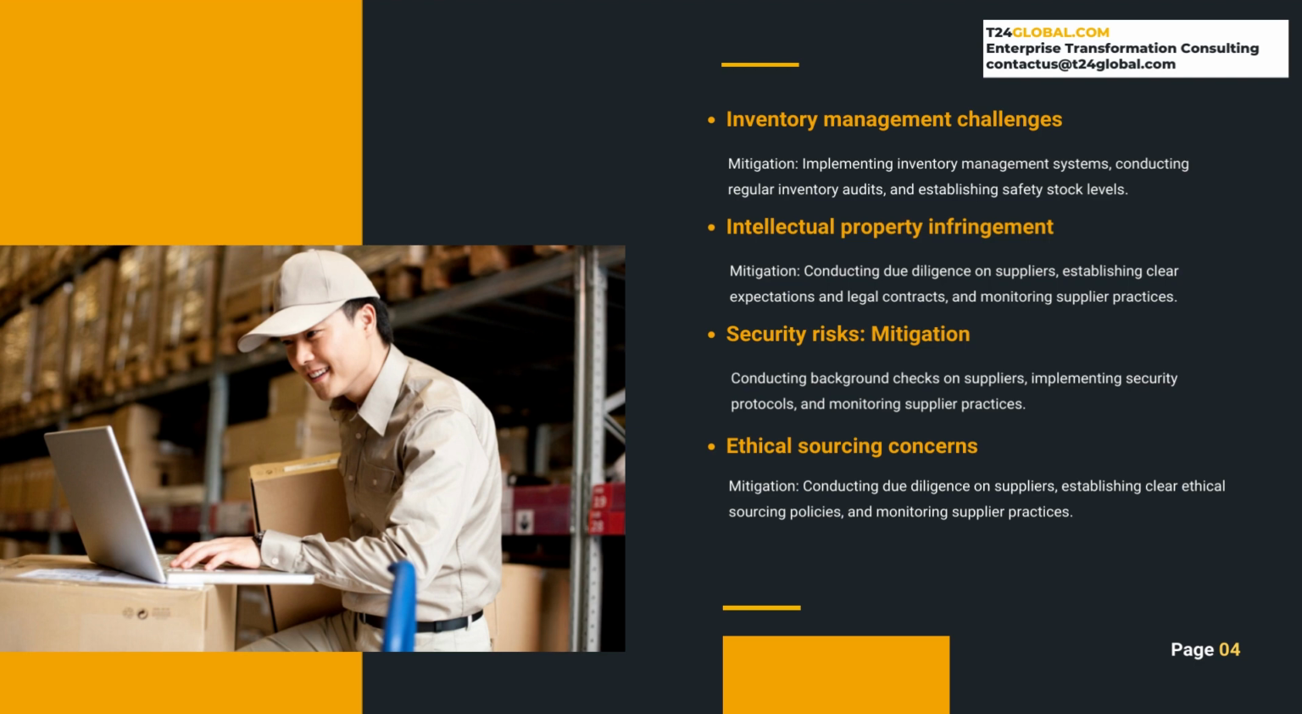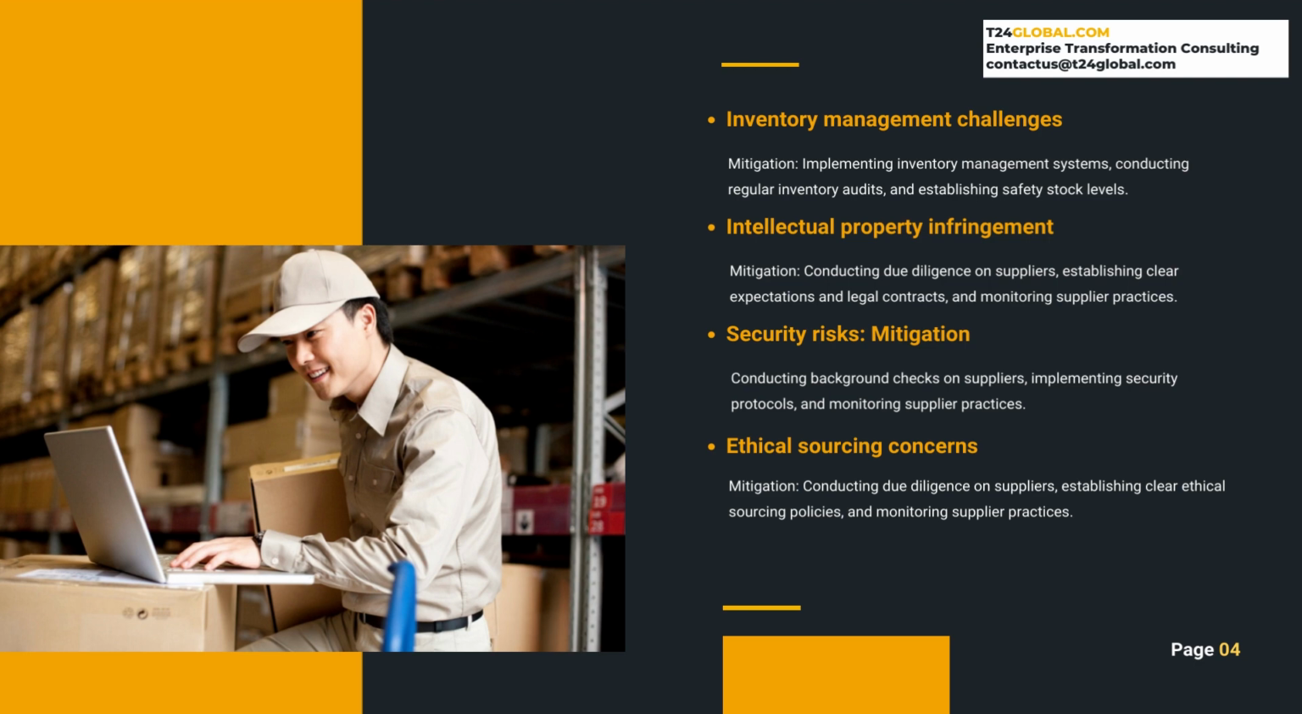To mitigate such risks, organizations need to conduct due diligence on suppliers, establish clear expectations and legal contracts, and monitor supplier practices. This can involve setting up intellectual property management processes and conducting regular audits of suppliers. The key persona involved in this process would be the intellectual property counsel, who would be responsible for managing intellectual property risks.